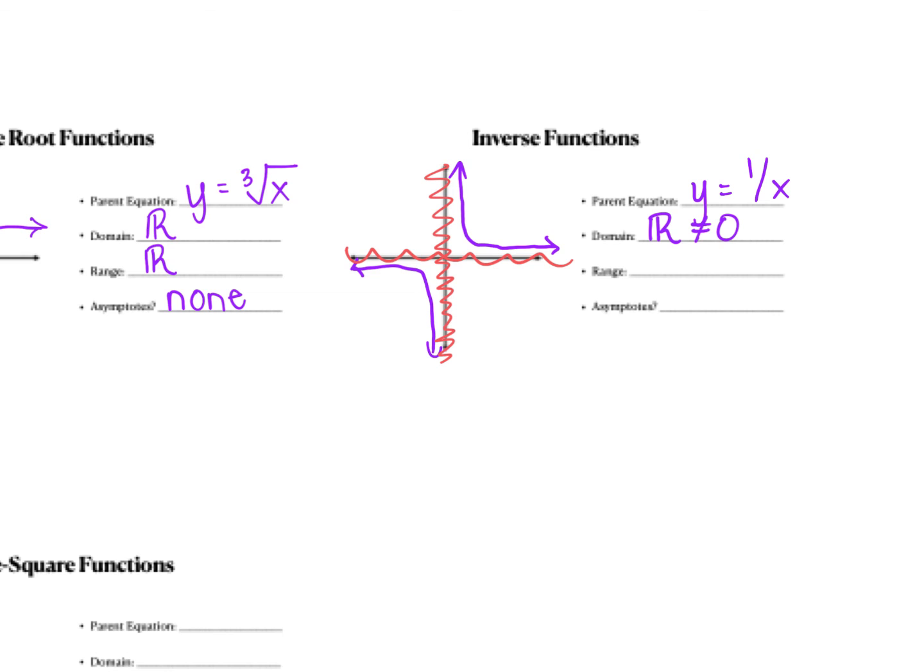And then we've got the same thing going on for our range. We've got positive numbers this way. We've got negative numbers this way. So again, for our range, we're going to say all reals except 0. And then asymptotes are located on both the x and y axis, which is x equals 0 and y equals 0. Okay, and again, this x equals 0, that's the y-axis. And the y equals 0 is the x-axis.